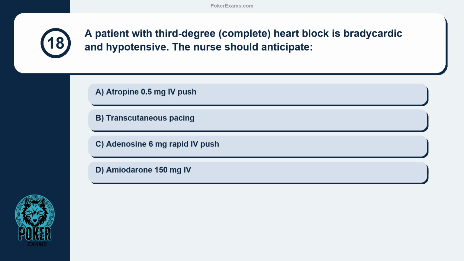Question 18. A patient with 3rd degree complete heart block is bradycardic and hypotensive. The nurse should anticipate atropine 0.5 milligrams IV push, transcutaneous pacing, adenosine 6 milligrams rapid IV push, amiodarone 150 milligrams IV.